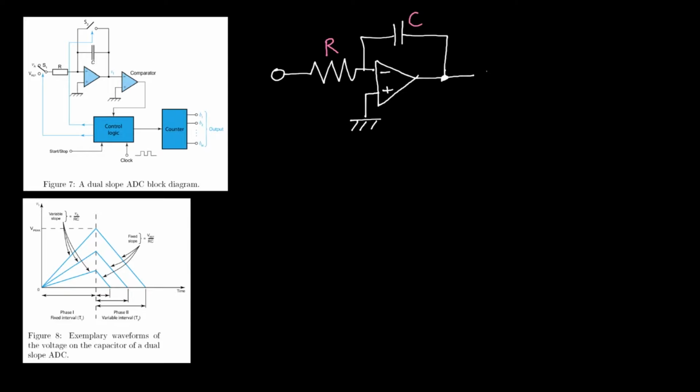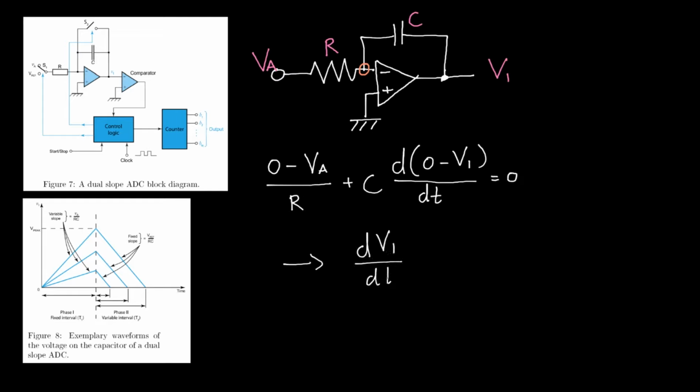So at the output we will measure a voltage called V1, and at the input we will assume that we are operating in the first stage now, so there will be voltage VA. We can now apply some nodal analysis to this inverting input, of which we know that the potential has to be 0 volts, and that will give us the following equation. And we can now rewrite this to get the following. We can now solve this equation by integrating both the left and the right hand side with respect to time. That will give us this.